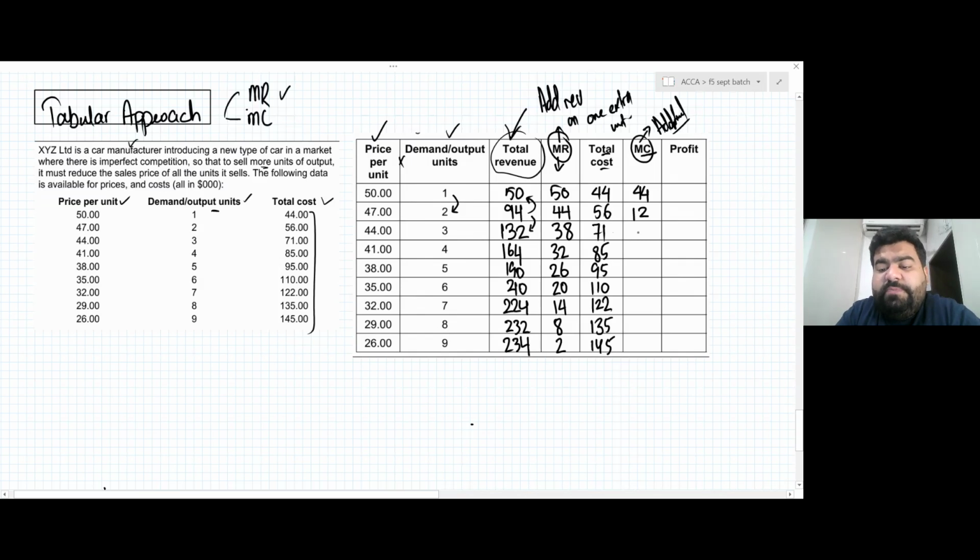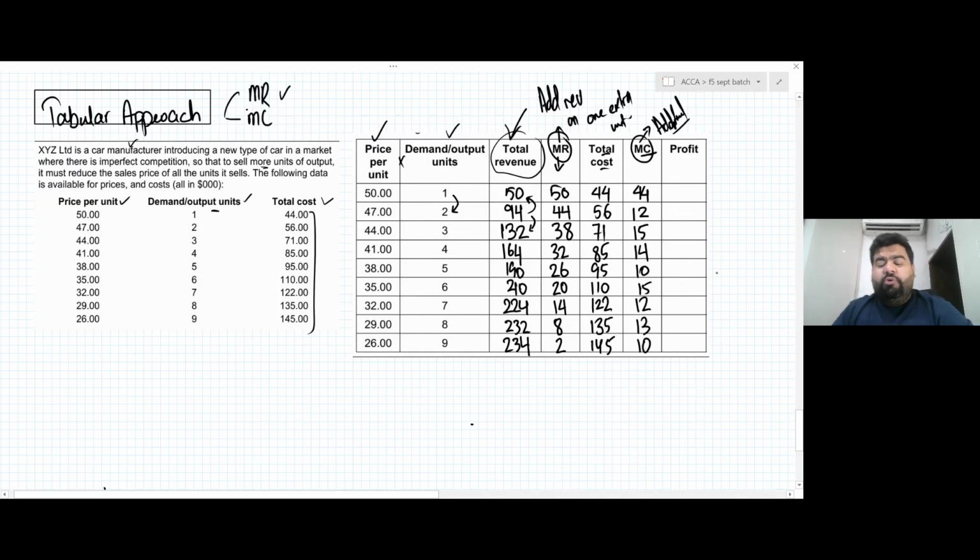71 minus 56, it will be 15. 85 minus 71, it will be 14. Now, 95 minus 85, 10. Then 15, 12, 13, and 10.